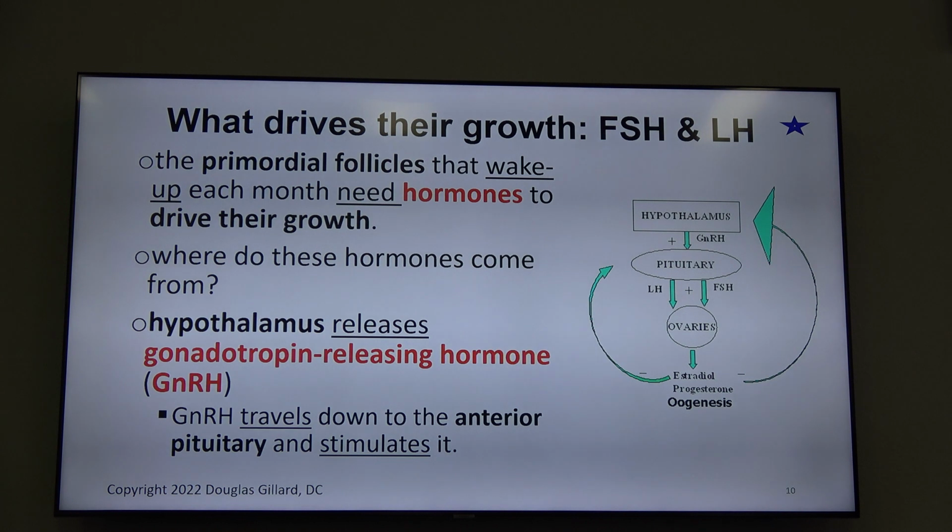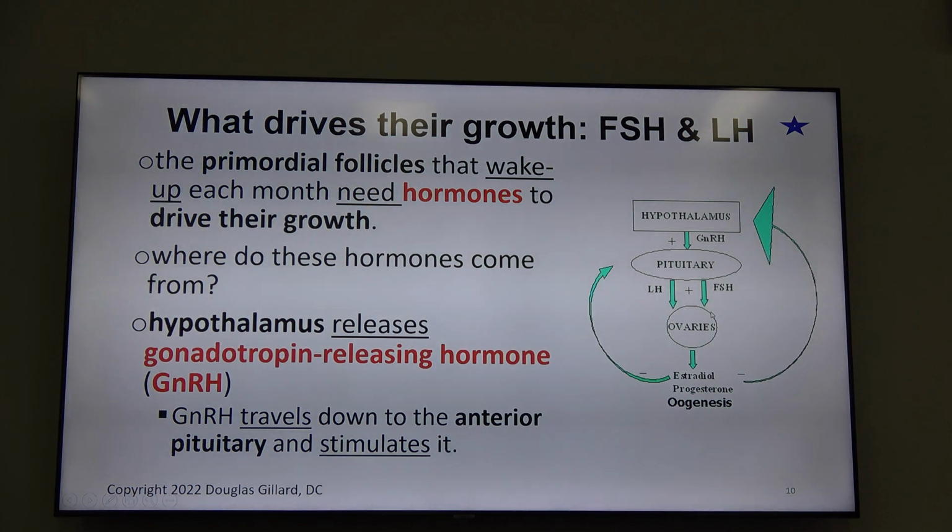Okay. We do know what drives these racing primary oocytes and follicles, primordial follicles. It is some hormones, FSH and LH. So it's a secretion of these hormones each month that starts off the race. Each month the hypothalamus releases something called gonadotropin releasing hormone. That goes down to the anterior pituitary and stimulates a surge in LH and FSH.